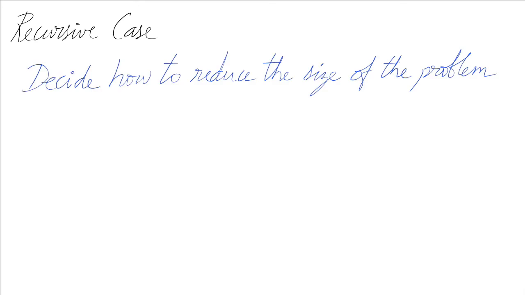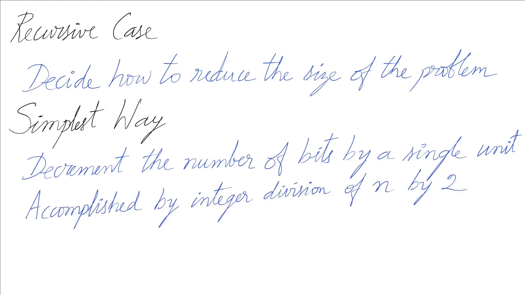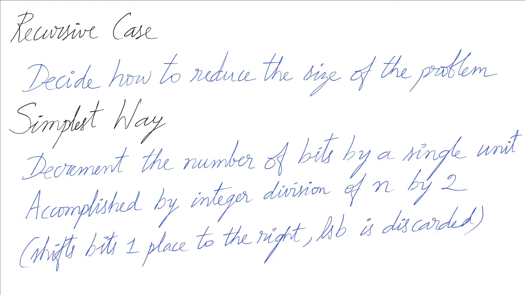What is the recursive case? We decide how to reduce the size of the problem. In this step, the simplest way is to decrement the number of bits by a single unit. This is accomplished by integer division of n by 2. This shifts bits one place to the right, so the least significant bit is discarded.